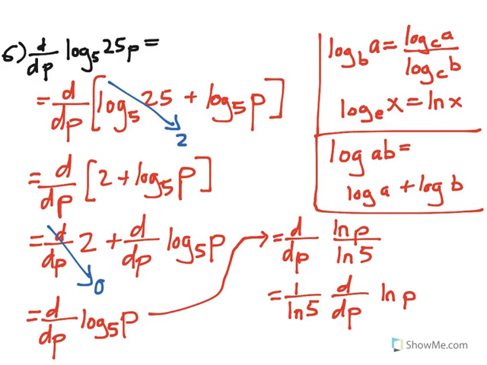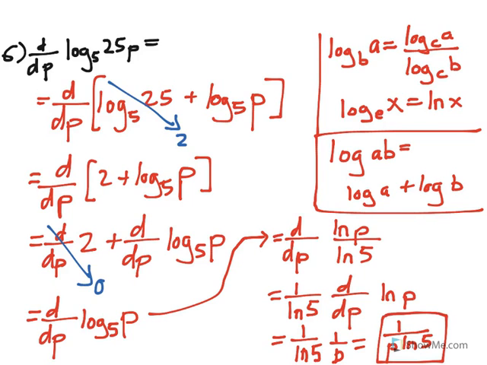So, the derivative with respect to p of the natural log of p is just 1 over p. So this is going to be 1 over the natural log of 5. Wow, that is an ugly 5. Times 1 over p, which is the same thing as 1 over p times the natural log of 5. And that is your answer.